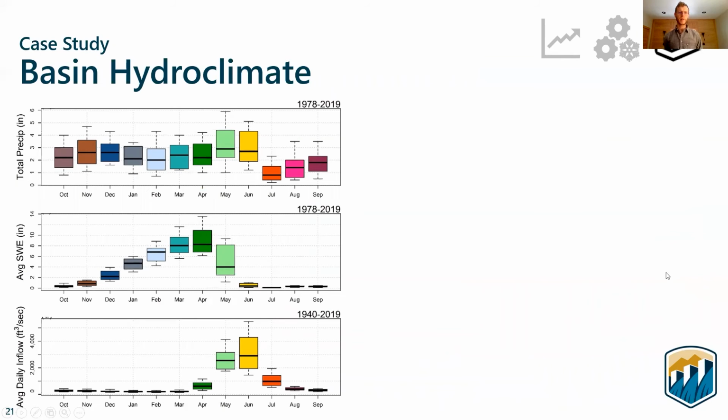Here I've got some plots of annual precip, snow, and then inflow. In each case, these are box and whisker plots. The dark black line is the median. The gray or colored shaded area is the 25th to 75th percentile. And the whiskers at the end are the 5th and 95th. So this gives you an idea of the values that are most common throughout the year.